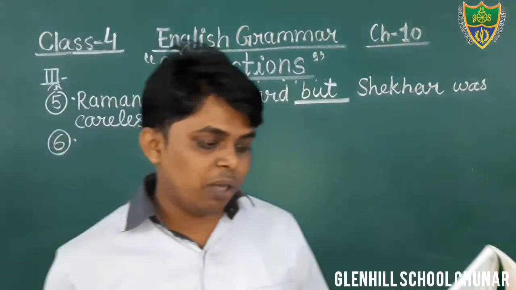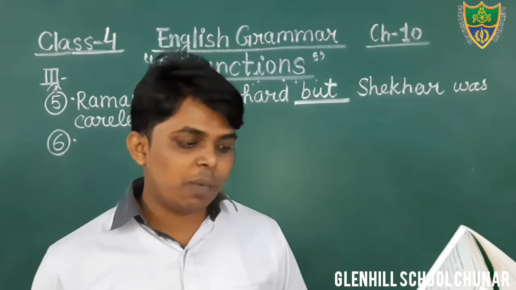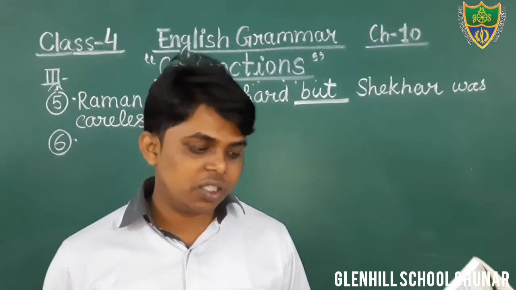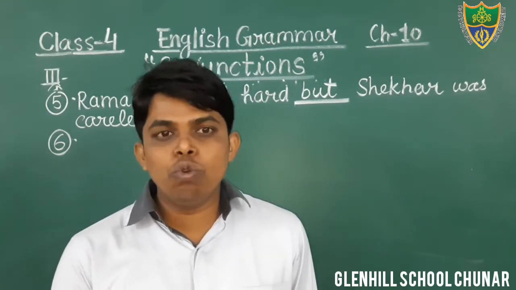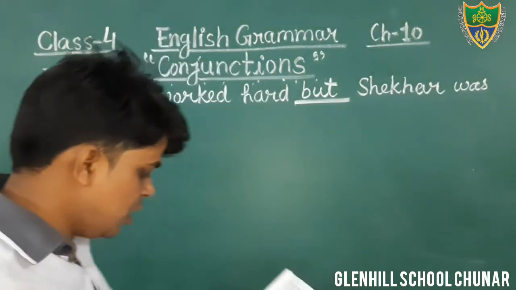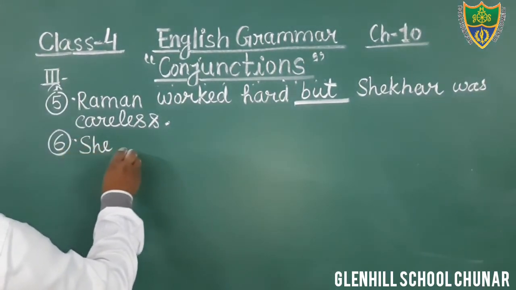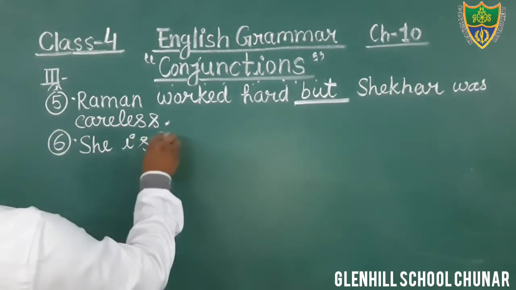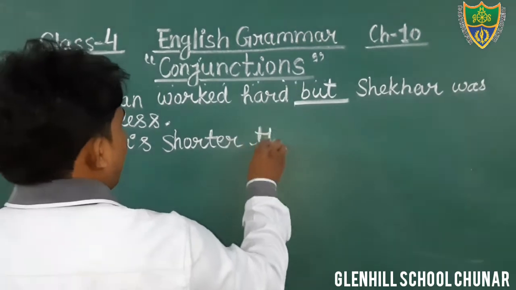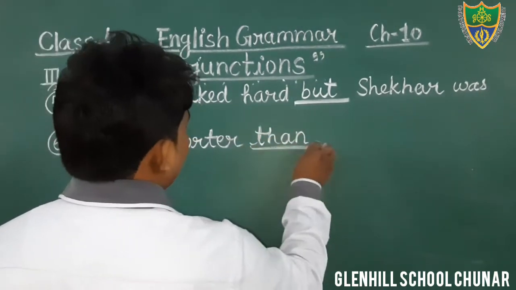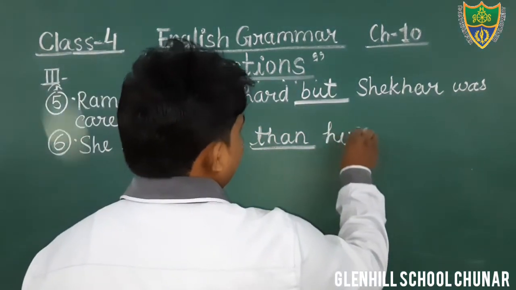She is short, her brother is tall. There are two sentences. She is short, that is one sentence. Her brother is tall, that is another sentence. It means there are two people we can compare, and for compare we use the conjunction than. Just see, she is shorter than her brother. You can write it also. She is shorter than her brother.